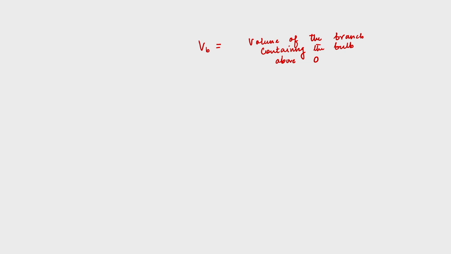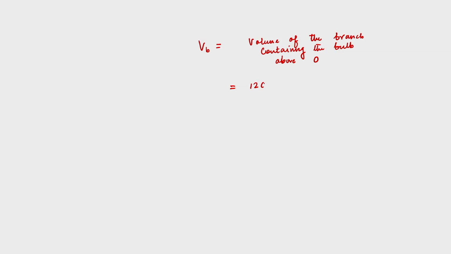So, that means there are two different branches: one is with the capillary, the other is connected to the reference capillary. Now, VB is the volume of the branch containing the valve above O. VB is given, that is 125 centimeter cube, that is 125 into 10 power 3 millimeter cube.